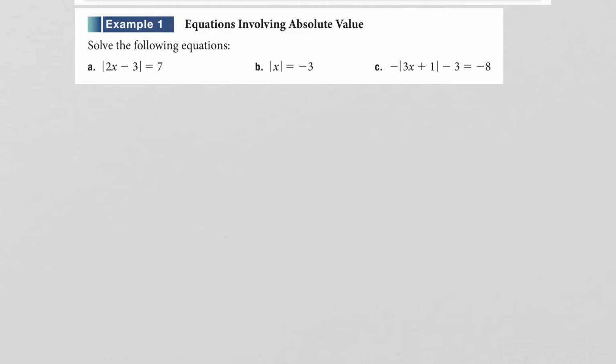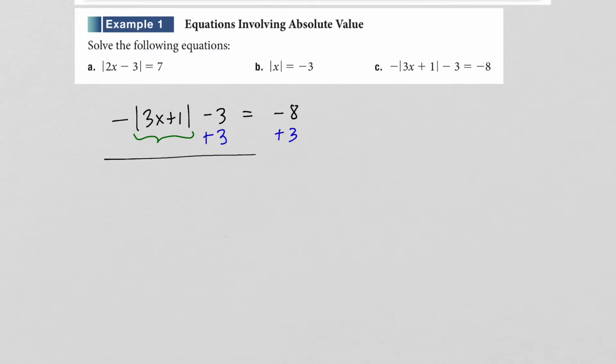So in the last problem, we have a more complicated equation. We have negative absolute value of 3x plus 1 minus 3 is equal to negative 8. So what we need to do first here is isolate the absolute value. So we need to get this expression by itself. First, I'll add 3 to both sides. And this gives us negative absolute value of 3x plus 1 is equal to negative 5.